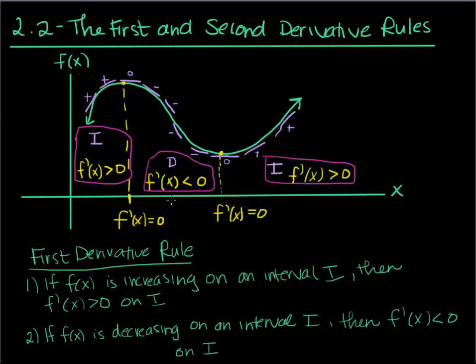So let's talk about the second derivative. Let me get rid of this one, and let's go with layer 1. So let's graph this same kind of function. Doesn't have to be perfect, right?